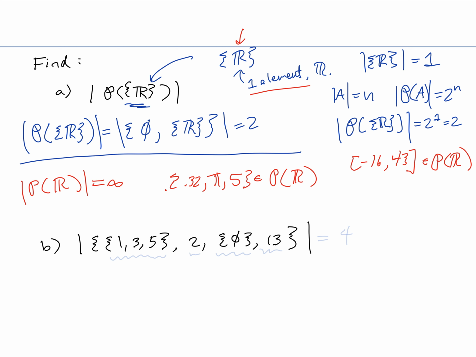All right, what's the cardinality of this set? Okay, let's see its elements. This is one element. So the set {1, 3, 5} is an element. The element 2 is an element. The set containing the empty set is an element. And the number 13 is an element. So this has 4 distinct elements. Okay, let's express these sets in interval notation.